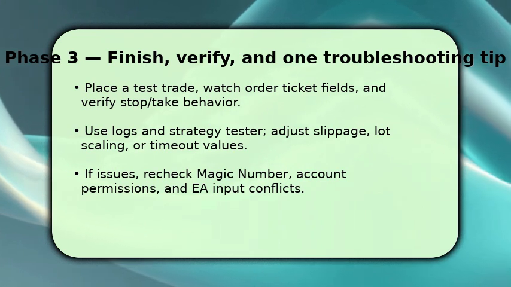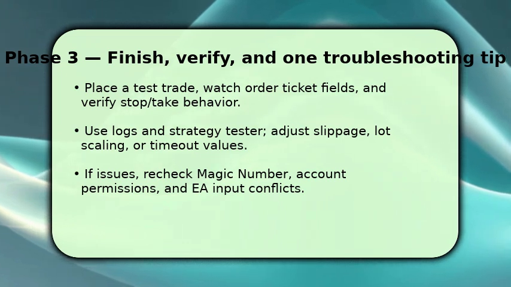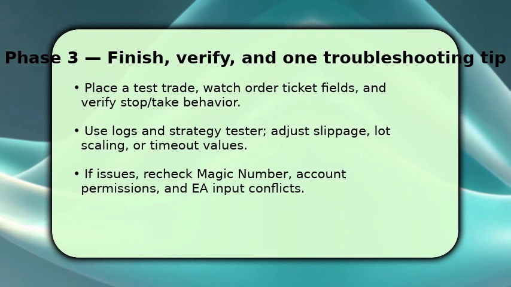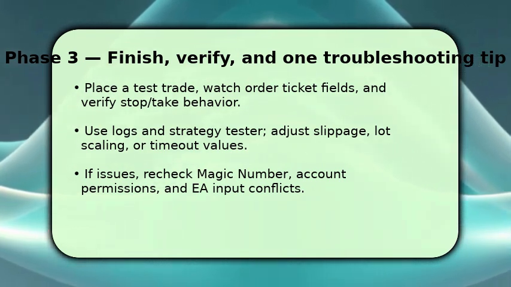to match market conditions. If things go wrong, first check magic number conflicts, account trade permissions, and that no other EA is managing the same tickets. Fixing those usually resolves most problems.